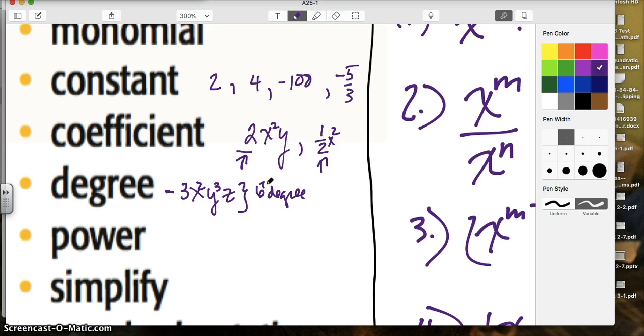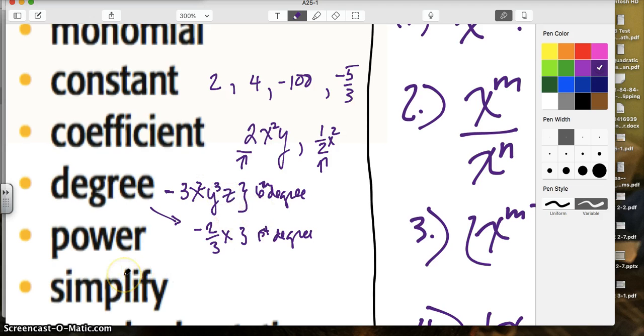Or I should say 6th degree. It's a 6th degree monomial because it has 1, 2, 3, 4, 5, 6 variables. Yes, I'm counting x squared twice, right? The degree of this monomial that I'm going to put down here, let's say negative 2/3 x, is just 1. This is a 1st degree monomial. So the degree is just the number of variables that are being multiplied together.